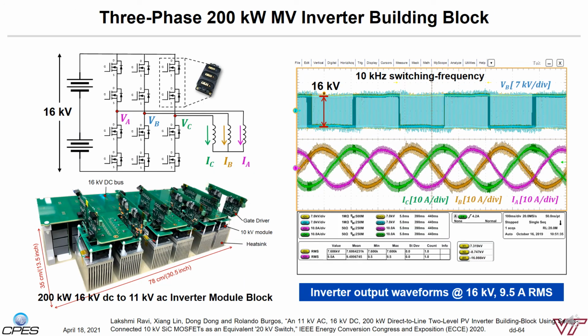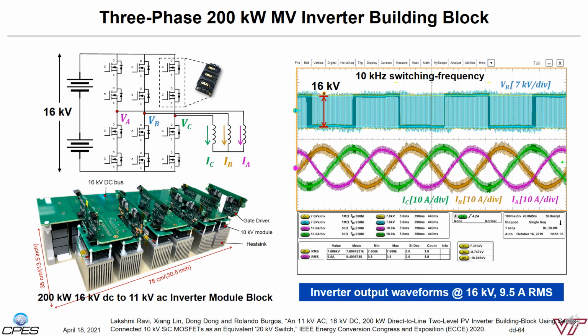By adopting the proposed voltage balancing approach, we successfully designed and built a three-phase medium voltage inverter unit. The topology is a two-level structure, and the main switch in each switching position is realized by connecting two 10 kV silicon carbide MOSFETs in series, creating a 20 kV equivalent switch. As the device voltage sharing is balanced, we can apply a 16 kV DC input to the inverter unit and deliver an 11 kV AC output directly.